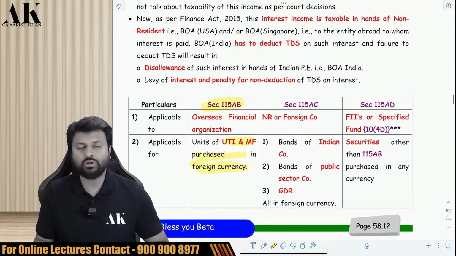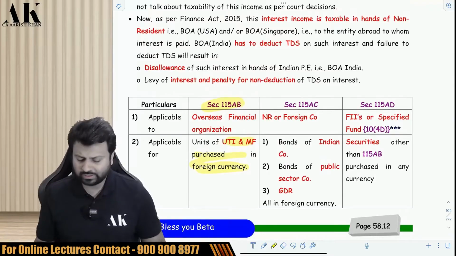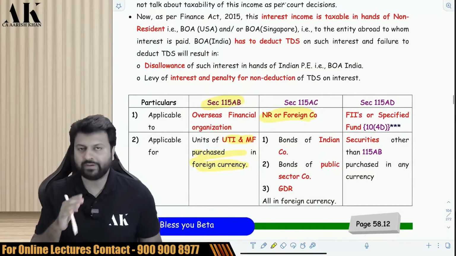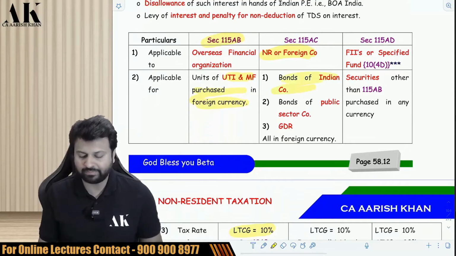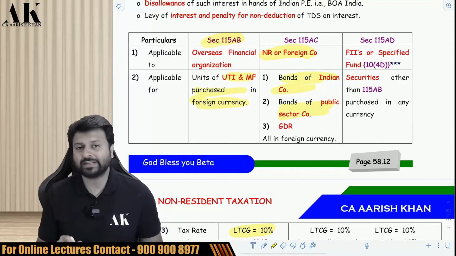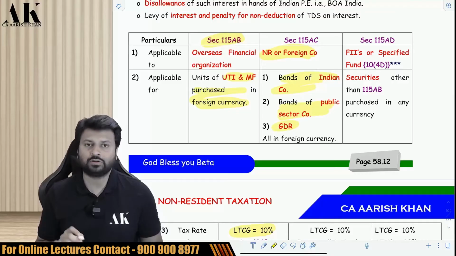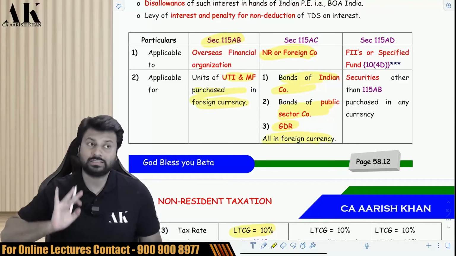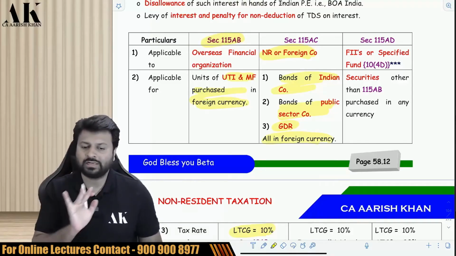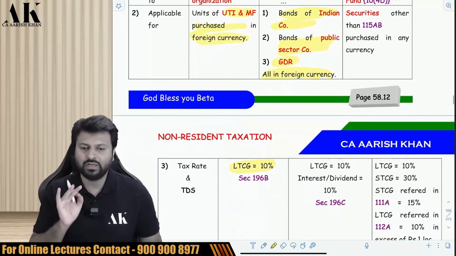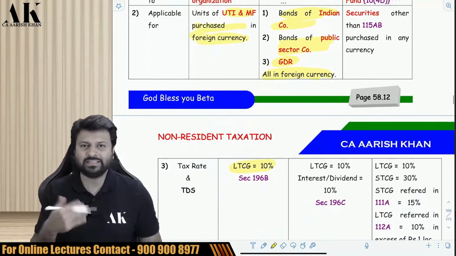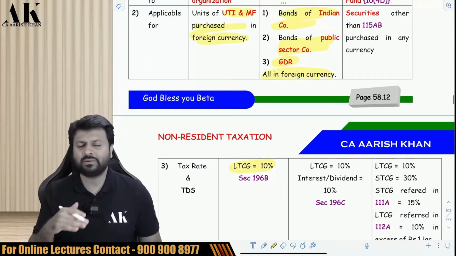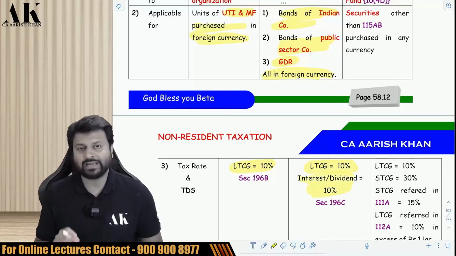In the second section, who is the lender or who is the service provider? It is a non-resident or foreign company. What are they buying? They are buying bonds of an Indian company, or bonds of a public sector company, or GDR, global depository receipts, and all of them are bought in foreign currency. They are not buying in Indian currency. Be very careful. If the non-resident is buying these things, then LTCG will be taxable at 10% and interest and dividend will be taxable at 10%.